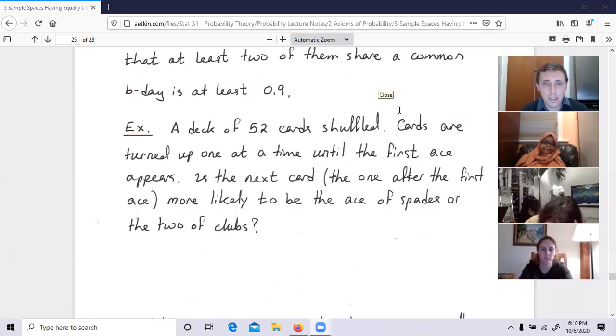So Bowen says equal probability because they are independent events.